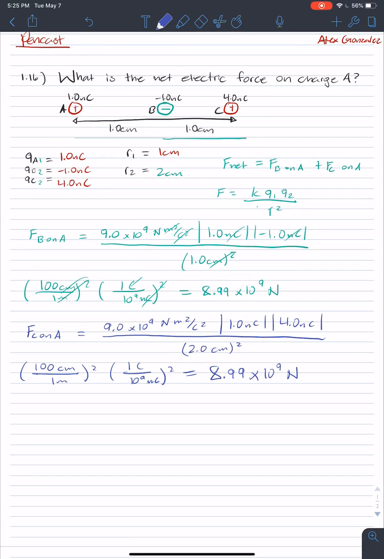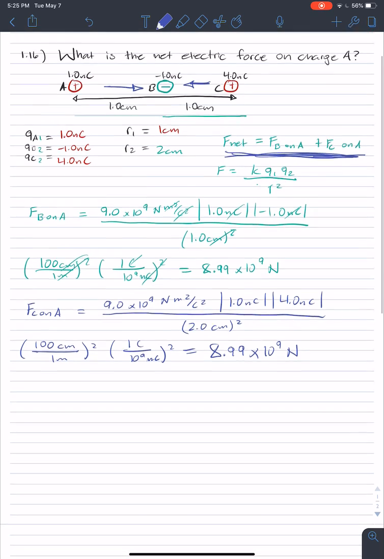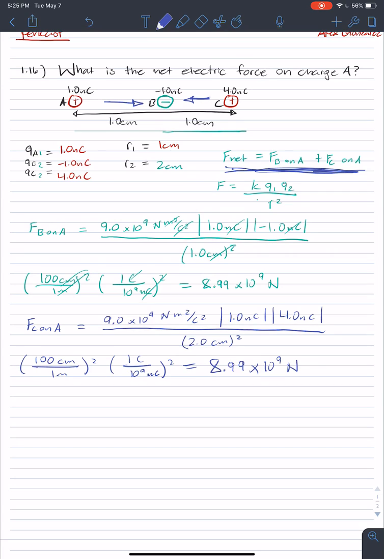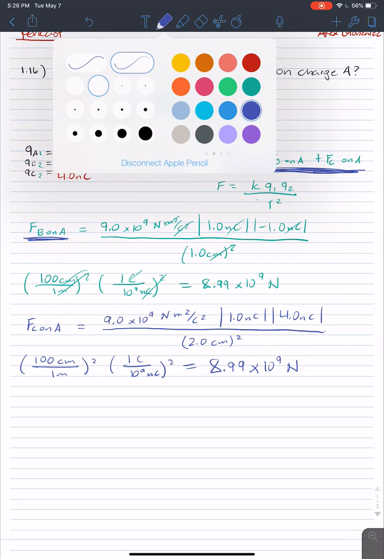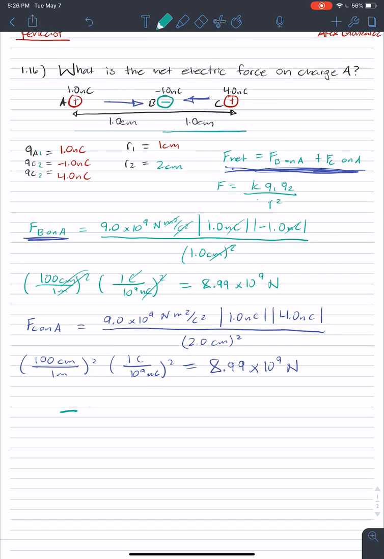So normally we just plug everything into this equation here, but we got to think about this a little bit. We know that a negative charge is actually acting in this direction, and a positive charge is acting in this direction. So now we have two equal and opposite charges. So we're going to say that the force of B on A is actually negative. So we're going to write that out like this.